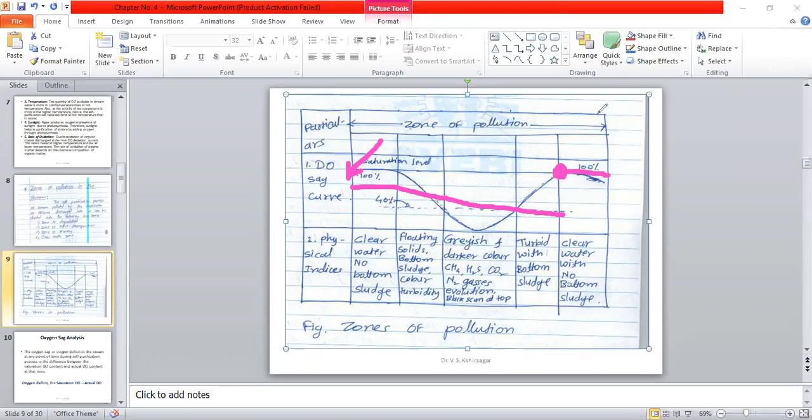So this is how the phenomenon works when you dispose of sewage into a nearby water body, through the natural purification process or self-purification process. Okay, understood? Is there any problem?